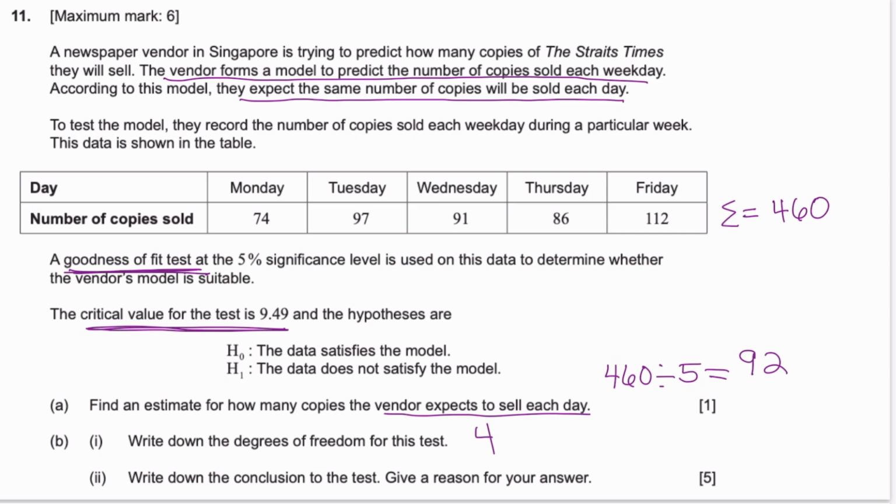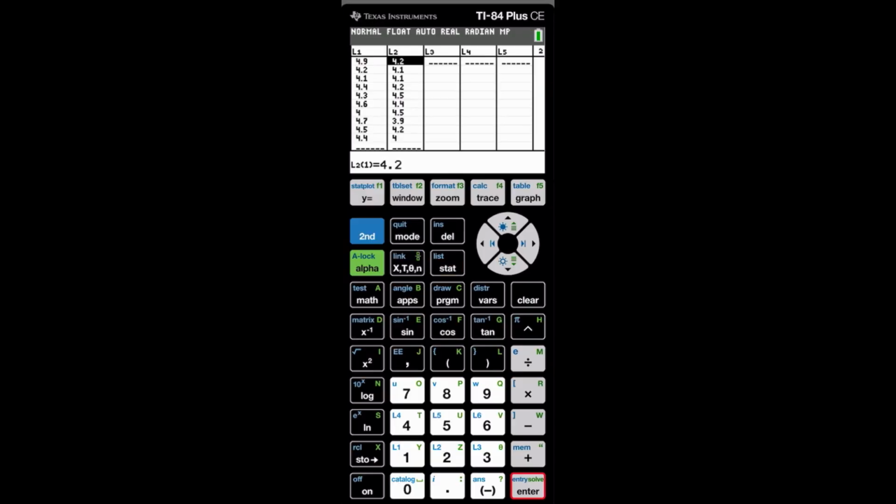We have to now go ahead and run the test by putting this into our calculator. If we go to stat edit, remember we already had this from our 2 sample t-tests. I'm going to clear my list and enter my observed frequencies first. So that means on Monday they sold 74 copies, on Tuesday they sold 97, on Wednesday 91, 86, and 112. Then we expected to sell 92 every single day. So I'm going to put the amount that I'm expecting to sell every single day. That is as much work as I am doing. The rest the calculator does for us.